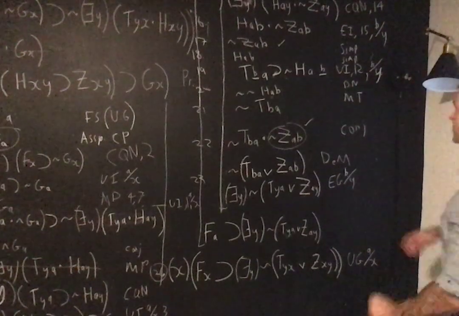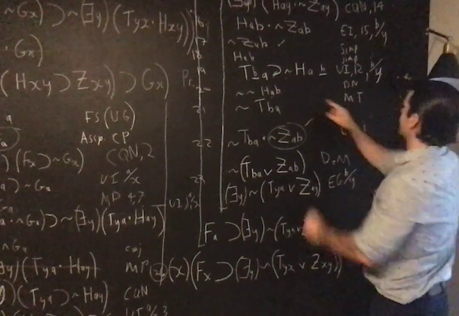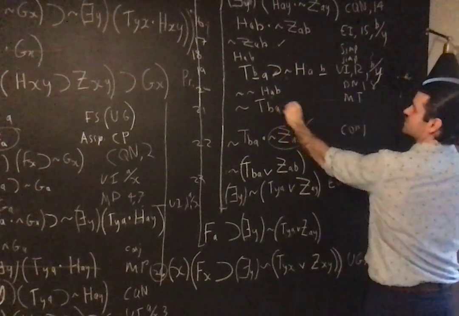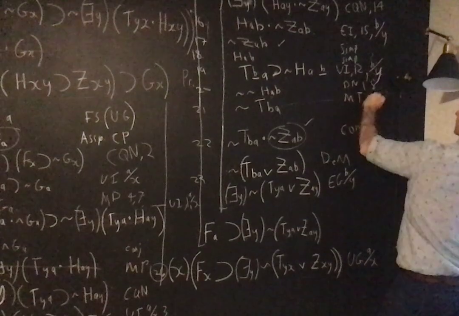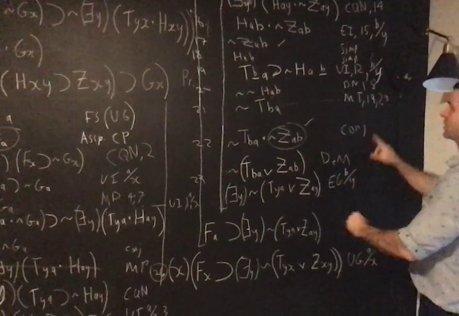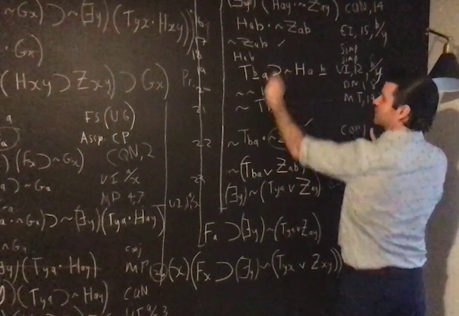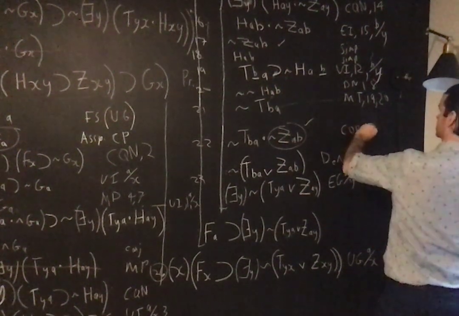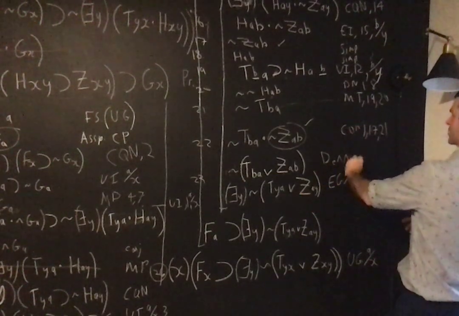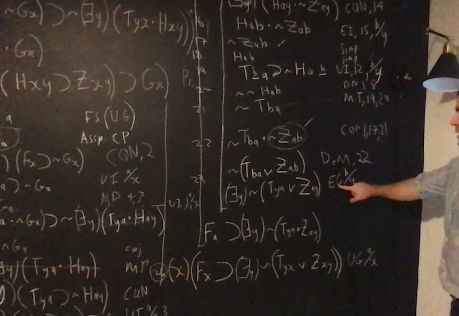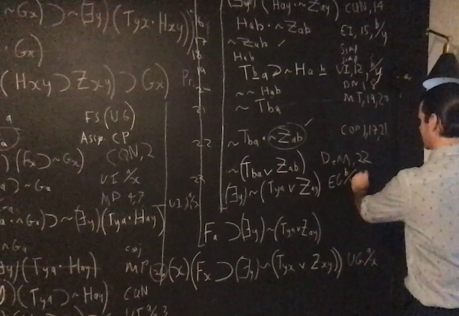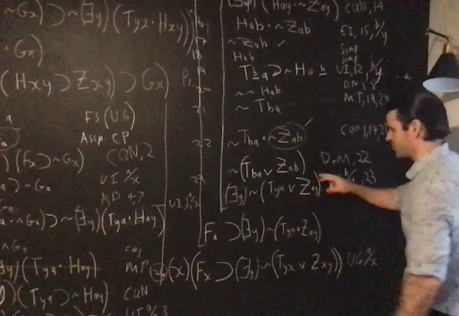Complete the annotation of your proof. Double negation 18, modus tollens on 19 and 20, right? Modus tollens on these two. Conj of 17 and 21. De Morgan's 22. E.g. from 23. This is 24, 25, 26.